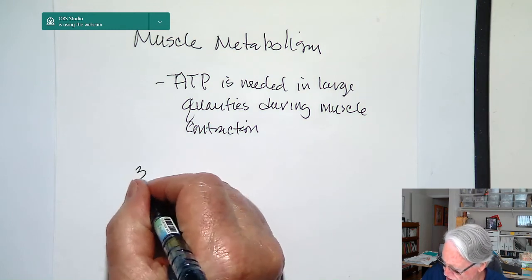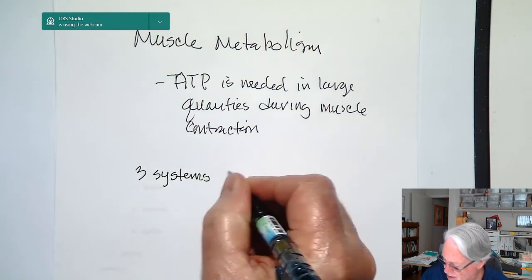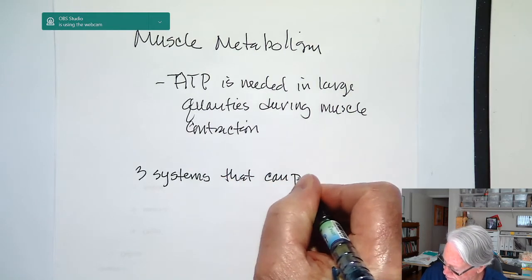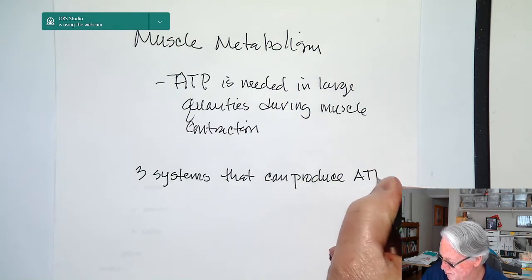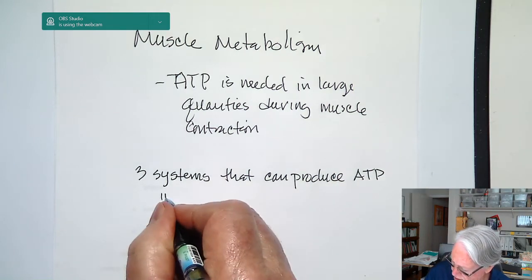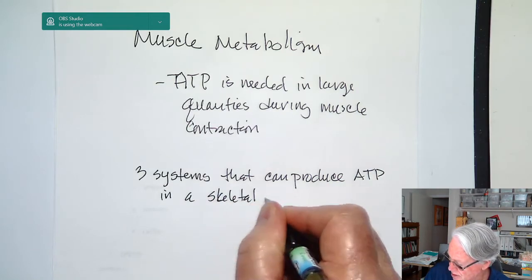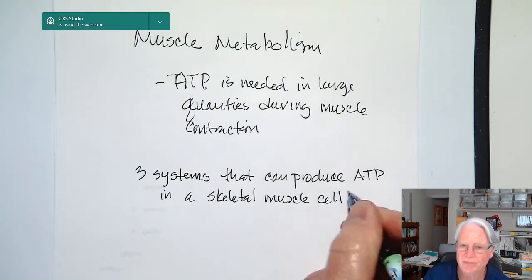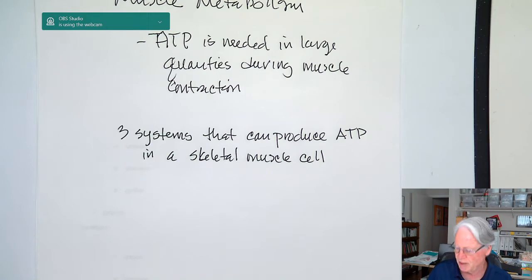So there are 3 systems that can produce ATP in a skeletal muscle cell. 3 systems. We're going to name them, and then we're going to describe each one of them.